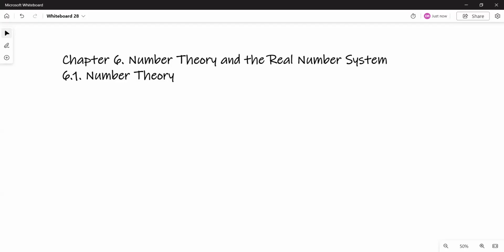Hi, I'm starting chapter 6. Chapter 6 is on number theory and the real number system. And the first section is on number theory. So I'm going to start with one definition on divisibility. That's on page 238.